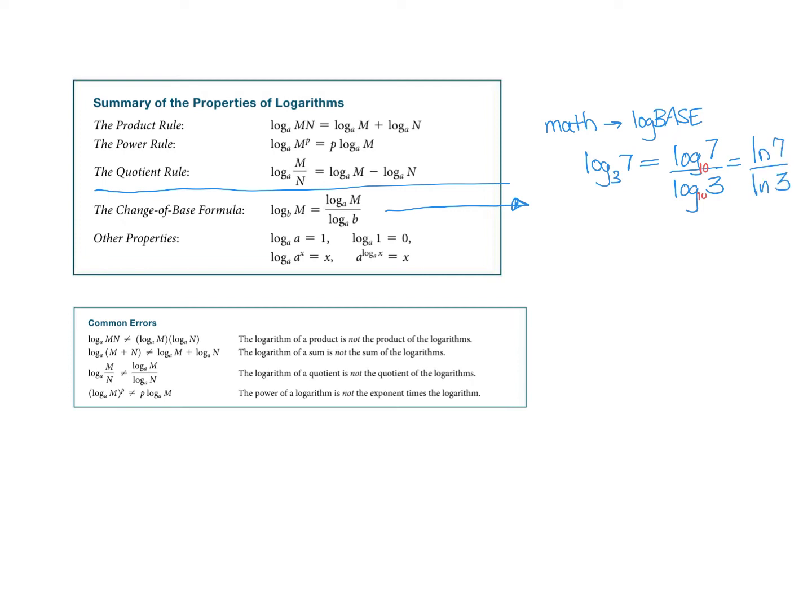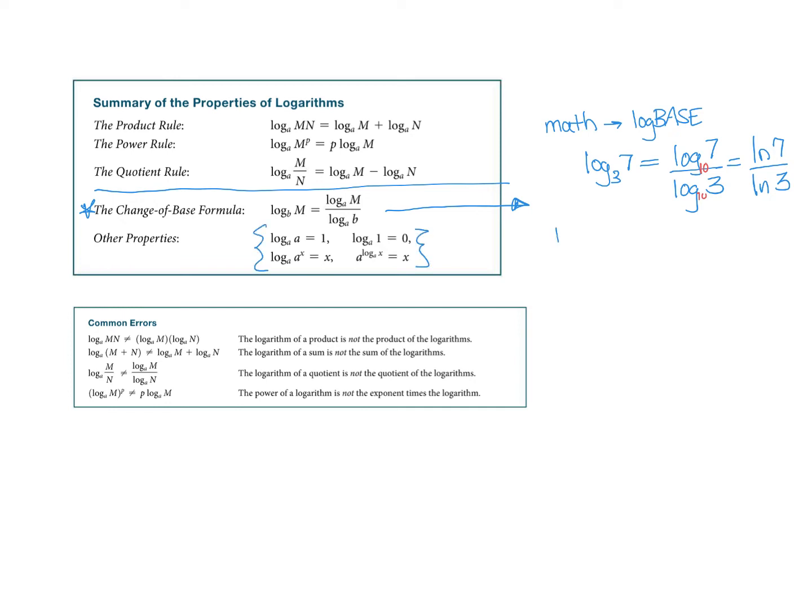This is also helpful when we're solving algebraic equations. You may need to use the change of base formula so that you can write everything using the same base in order to proceed. The other properties are not really other properties. They're just special cases of the original 3. So let's talk about those super quick.